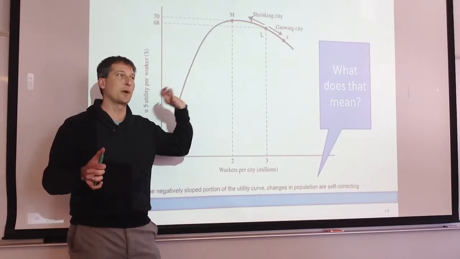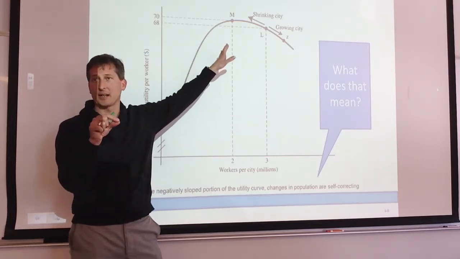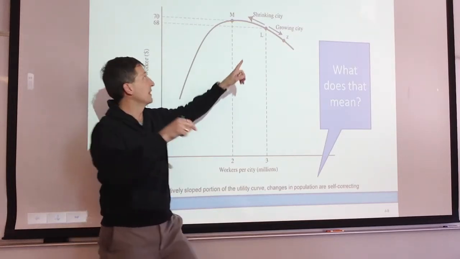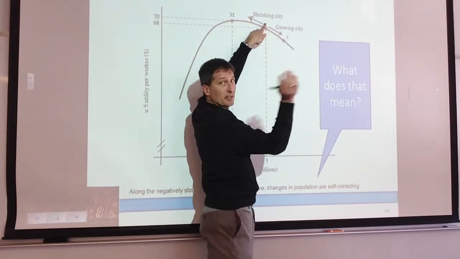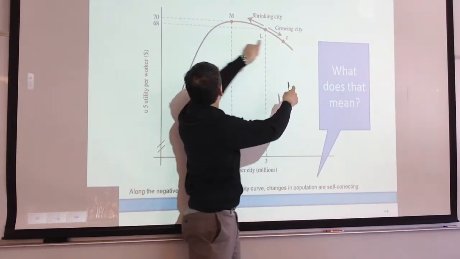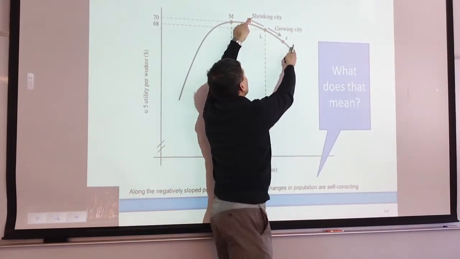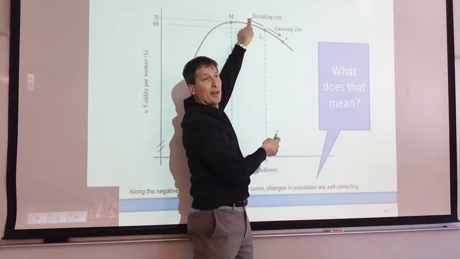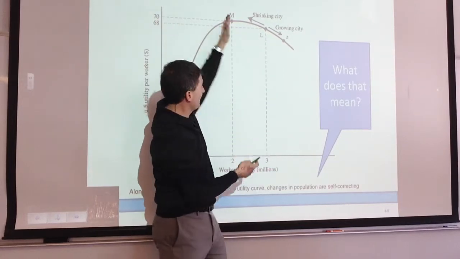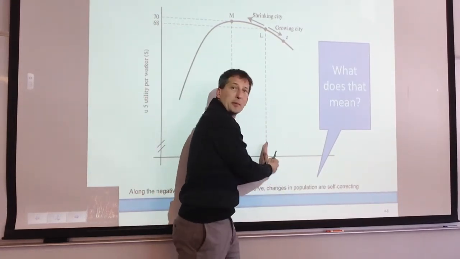Okay, so why are they moving back to the shrinking city? Because the utility's higher, right? So they're attracted to that. So the growing city, maybe through this error thing, there's a divergence, but then these people realize, oh, this place sucks, and this place looks like a good place. And so they start heading this direction. As they head that direction, the shrinking city stops shrinking and starts growing. And so we find equilibrium in the middle.